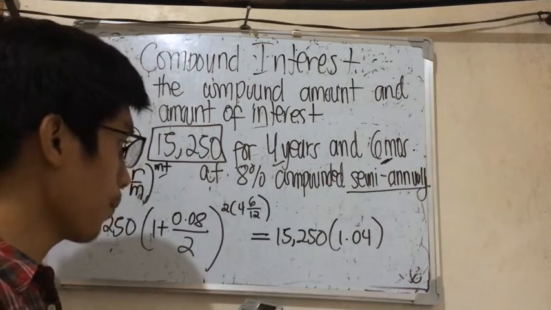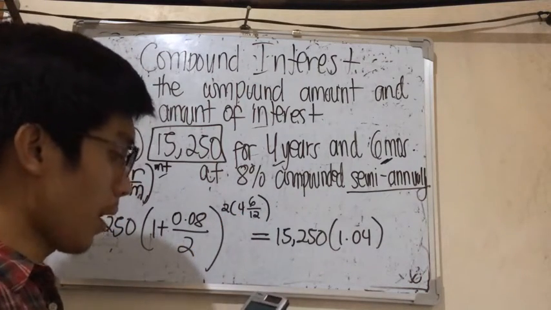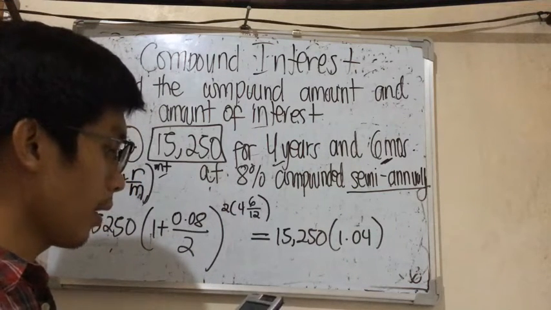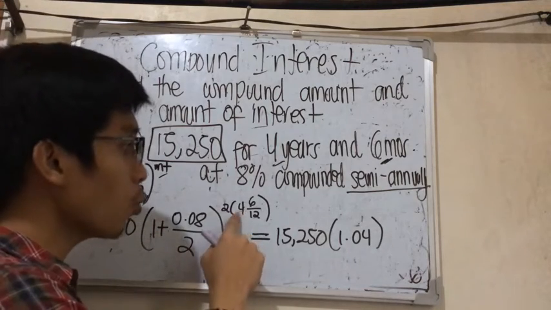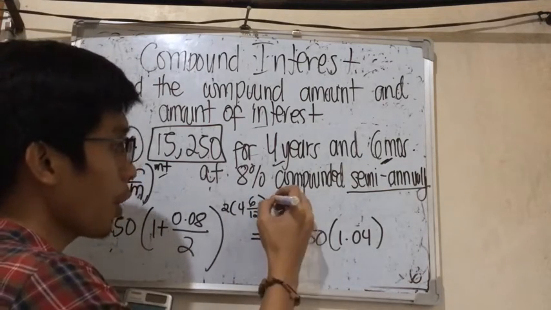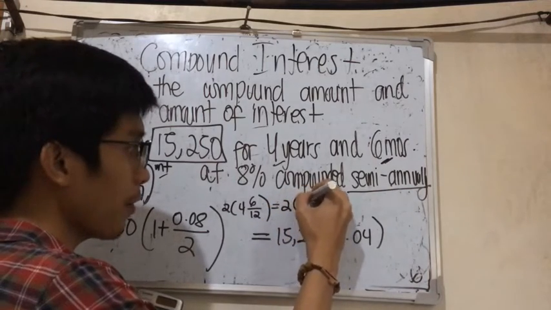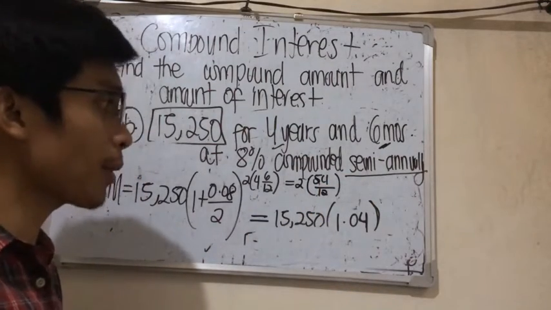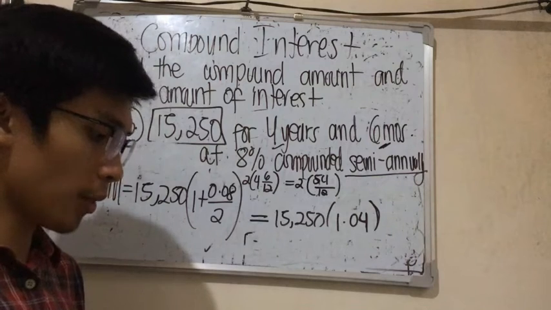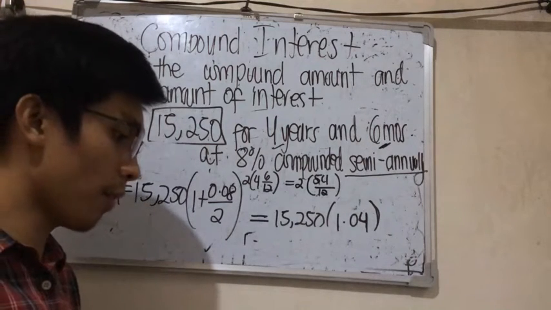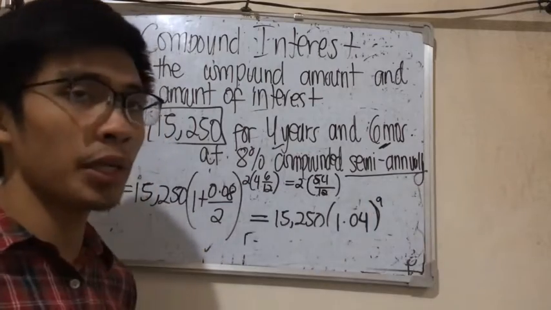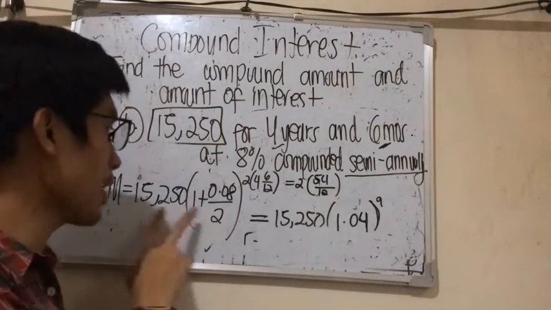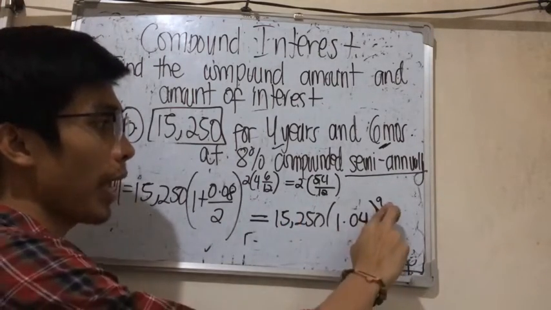So that is 2 times, you multiply 12 by 4, 12 times 4, and plus 6. That is 54 over 12. Meaning, this one is equivalent to 2 times 54 over 12, and you multiply that one. 2 times 54 divided by 12 is 9. Therefore, the power is 9. Where did I get 9? By simplifying my power. So I have here 15,250, copy the principal amount, 1.04, and 9.